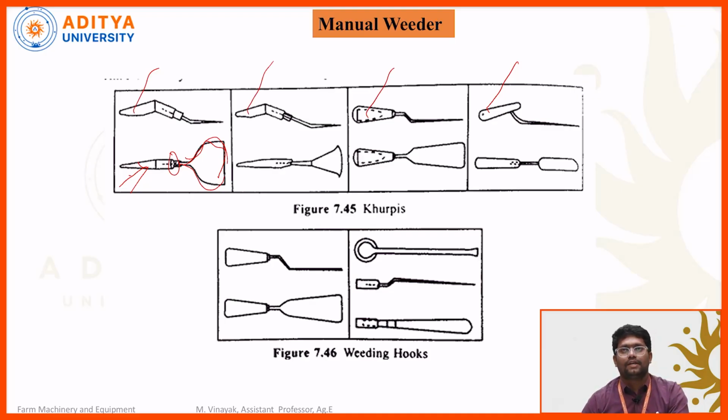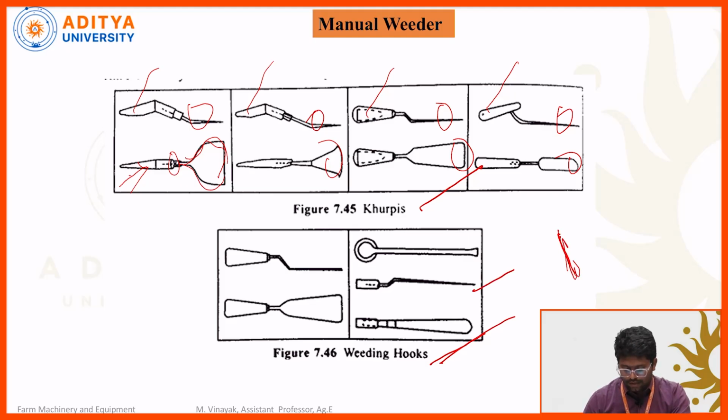By using the wooden material we can construct the handle. So these are the iron materials. These are the blade materials, iron materials. For connecting the wood to iron, by using the ferrule we can connect. Okay, these are the kurfis and these are the different types of weeding hooks. So just like a pin joint, pin shape. Okay, these are the weeding hooks.